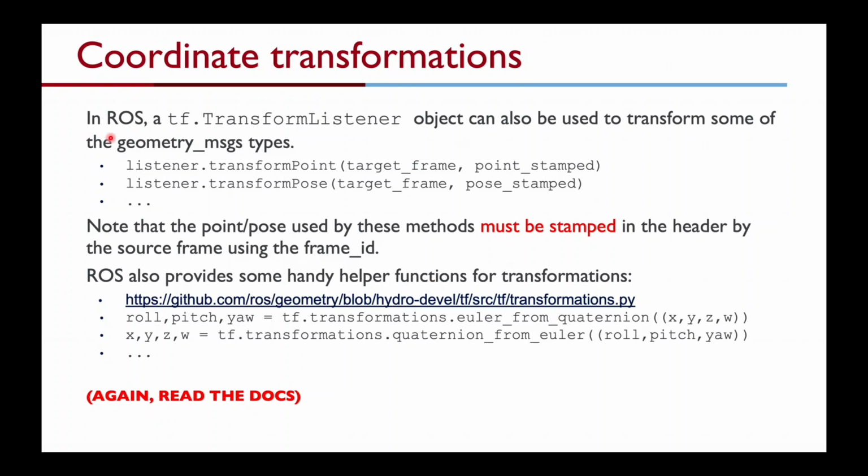And another aspect of the listener is you can actually use the listener, since you are getting new frame data, to transform points and poses or different geometry message types into your frame of choice, as long as what condition holds? As long as the target frame is present in the TF tree. Okay, so you can transform any point from one node in the TF tree to another node in the TF tree as long as they are connected in the tree itself.